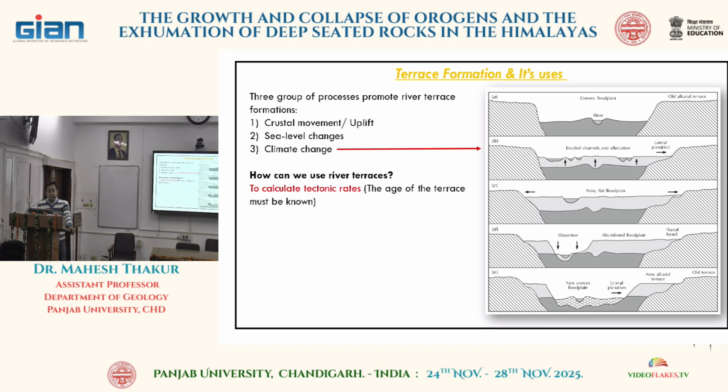So how can we use river terraces to calculate tectonic rates? The age of the river terrace must be known. So we need a method by which we can understand the height of the river terrace from the current river channel and the age of those sediments. In order to calculate age, basically we use OSL dating, optically stimulated luminescence dating, in order to understand the age of the river terrace.